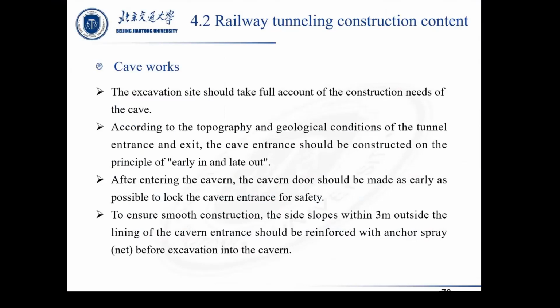And the excavation of the KV extra should take for account of the construction need of the KV and the reasonable layout of the KV extra construction site. According to geography and geological construction of tunnel extra and exist, combined with the stability of the scope of the excavation and the need of drainage at the cave extra.